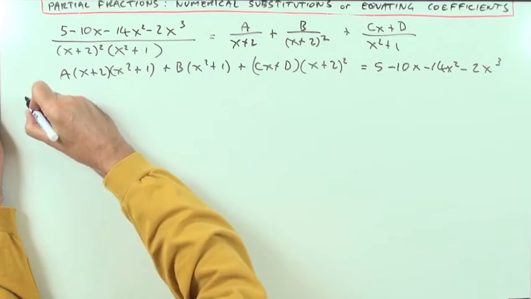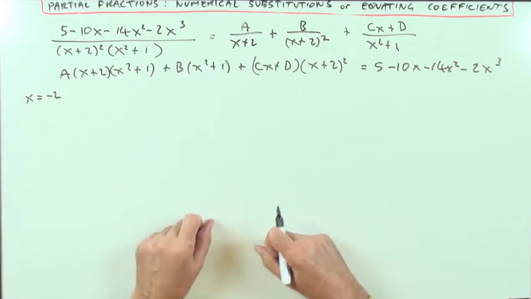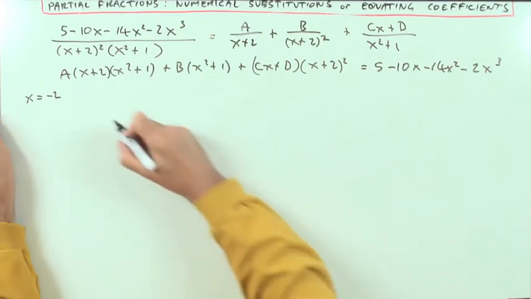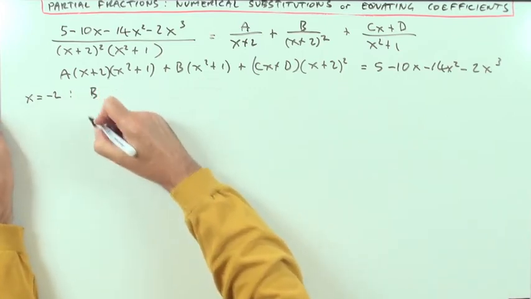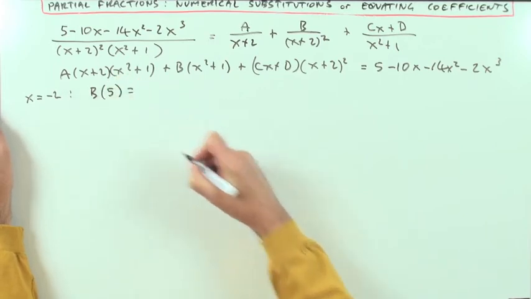Well here, so I've got what? So x equals negative 2 will do something. I'll knock out that one, I'll knock out that one, I'll leave me with this so I can get b straight away from that. So b is going to be negative 2 squared is 4 plus 1 is 5. I'll just put it in, it's 5.